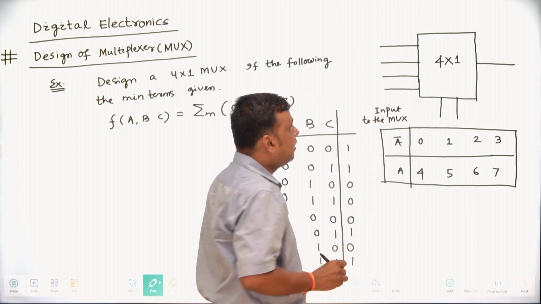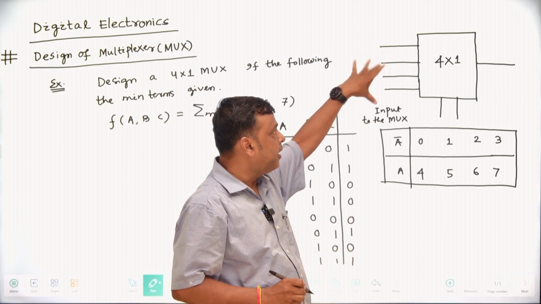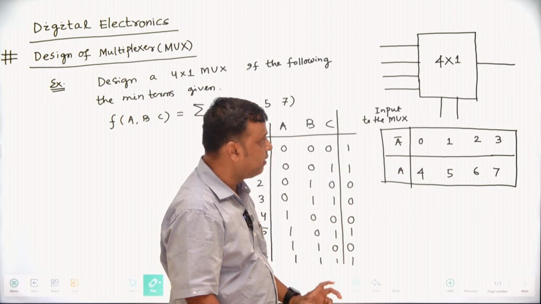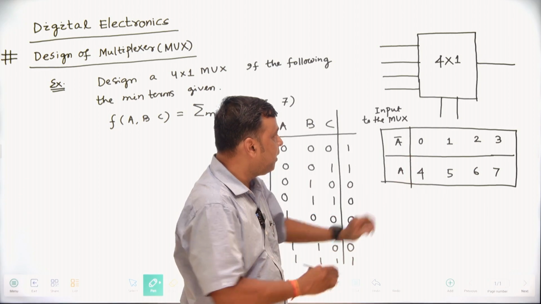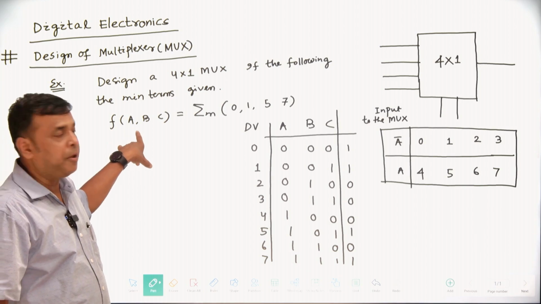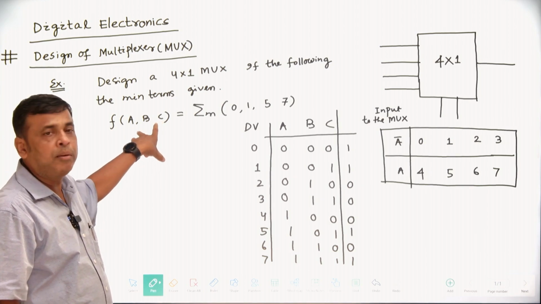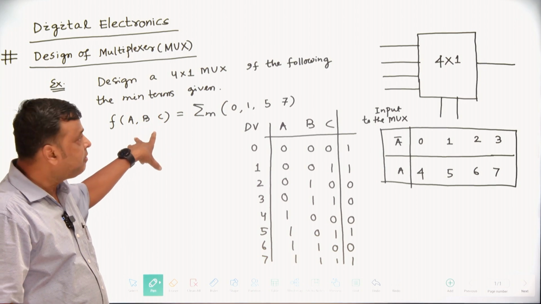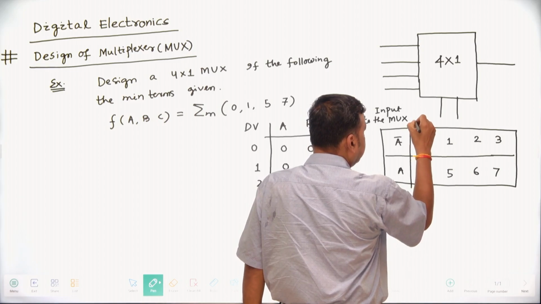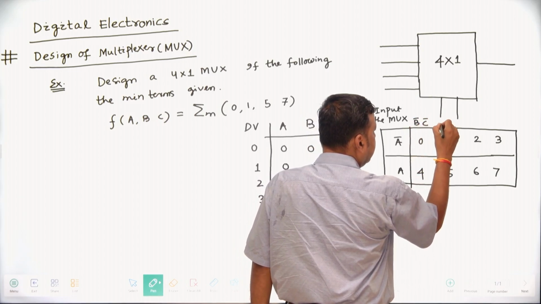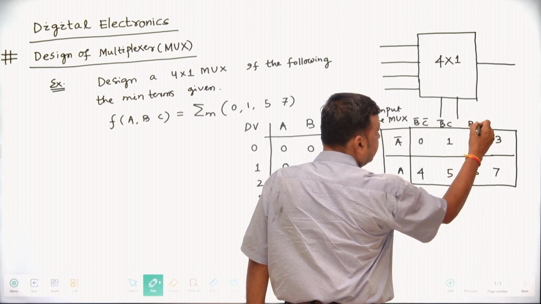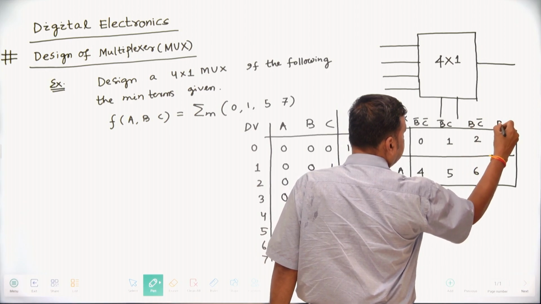That means these 4 input lines represent either A bar or 1, or 0. If the A variable is given as the input to the MUX, the remaining 2 variables B, C can be selected as the selector lines. Here I can write B bar C bar, B bar C, B C bar and B C. Why am I writing this?